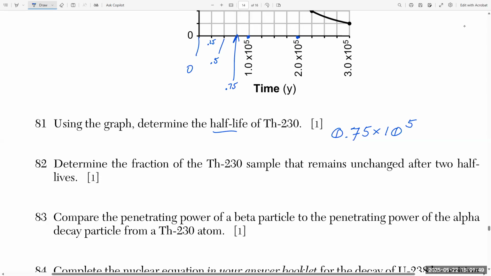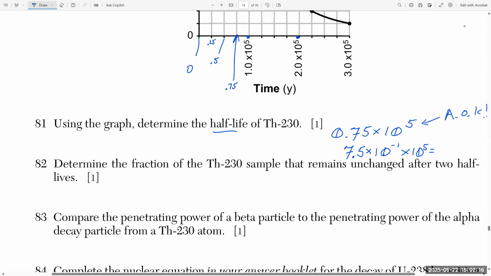Now, if you want to freak out over this, you're like, oh my God, Mr. Kim, that's an improper scientific notation. That's fine. But apparently, this is A-OK. It's a perfectly good answer. If you do want to write it as proper scientific notation, 0.75 is 7.5 times 10 to the -1, times 10 to the 5th, right?